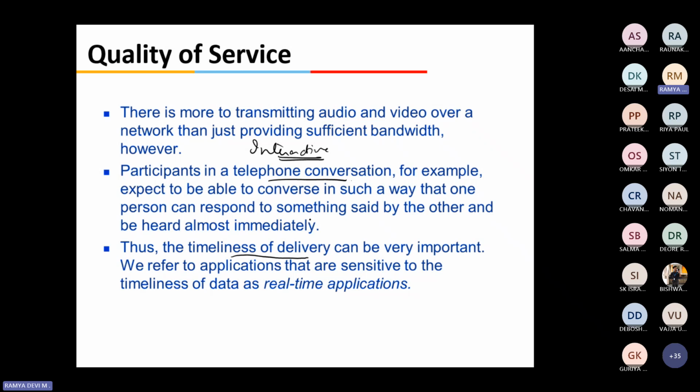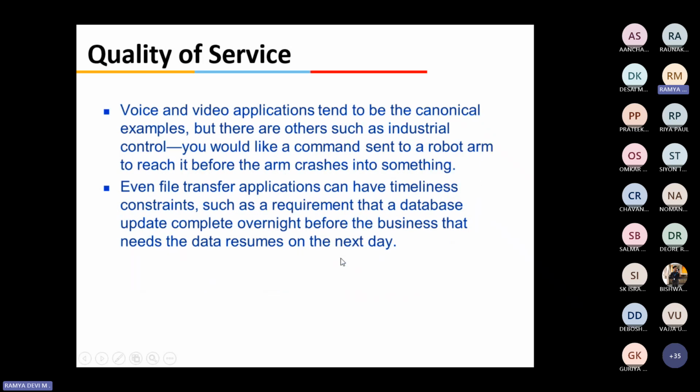This is important in applications like video conferencing, online gaming, telemedicine. Okay, those types of applications are highly sensitive to timeliness of data, that is, real-time applications. So in these cases, predictable low latency data delivery is required. Together with that, it should give higher bandwidth, right?